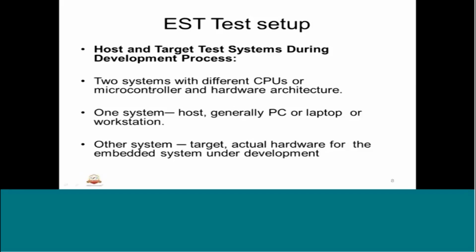So we know what host and target mean. Earlier we have discussed, two systems will be there. Hosts will have x86 based or whatever CPUs, and the target will have its own architecture or a microcontroller based target system. So one system, the host, is generally a PC or laptop or workstation. The other system will have the target or the actual hardware. The actual hardware can be microcontroller based or microcontroller plus any other hardware like an FPGA or any flash device, anything which is used under the development.